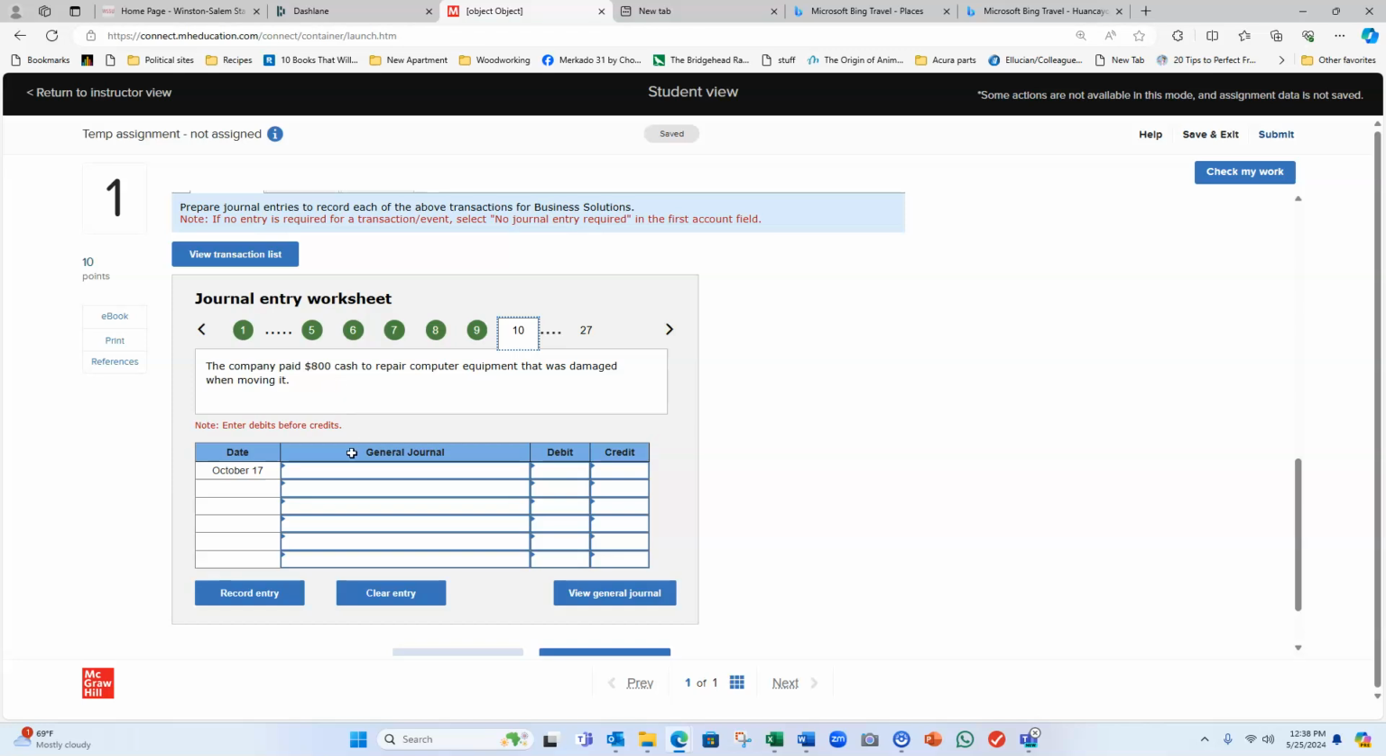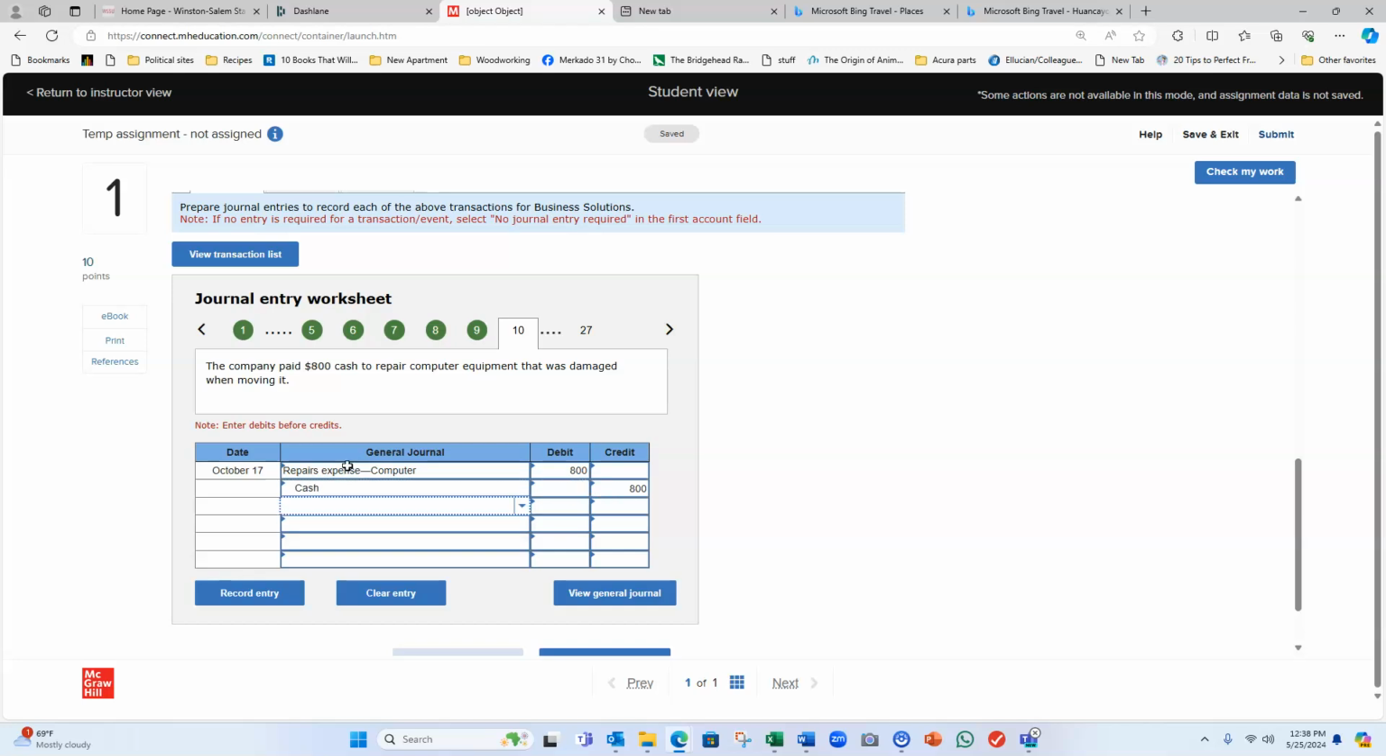The company paid $800 cash to repair the computer equipment that was damaged when moving it. So this looks like repairs to me. An expense is almost always debited. There's a couple of instances where you credit them, but those are special instances.